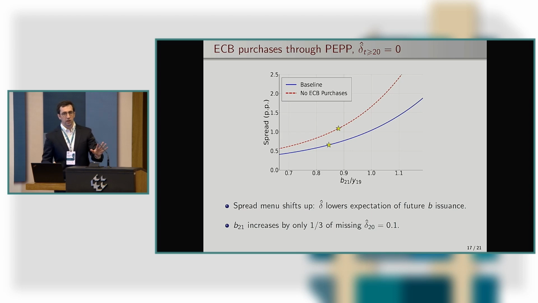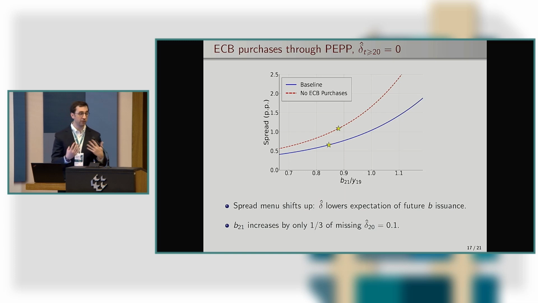So here I want to take you through one of the counterfactuals very carefully. This is the counterfactual where there are no bond purchases by the European Central Bank, so where that delta hat in 2020 is 0. If that were the case, I plotted 2 schedules. These are the price schedules that the government is choosing from when it decides how much to borrow. Now, how much it's going to borrow is on the x-axis, and the spread is on the y-axis. This is the baseline schedule. This is the schedule had the ECB not intervened. So as you see, the spread menu just generally shifts up.